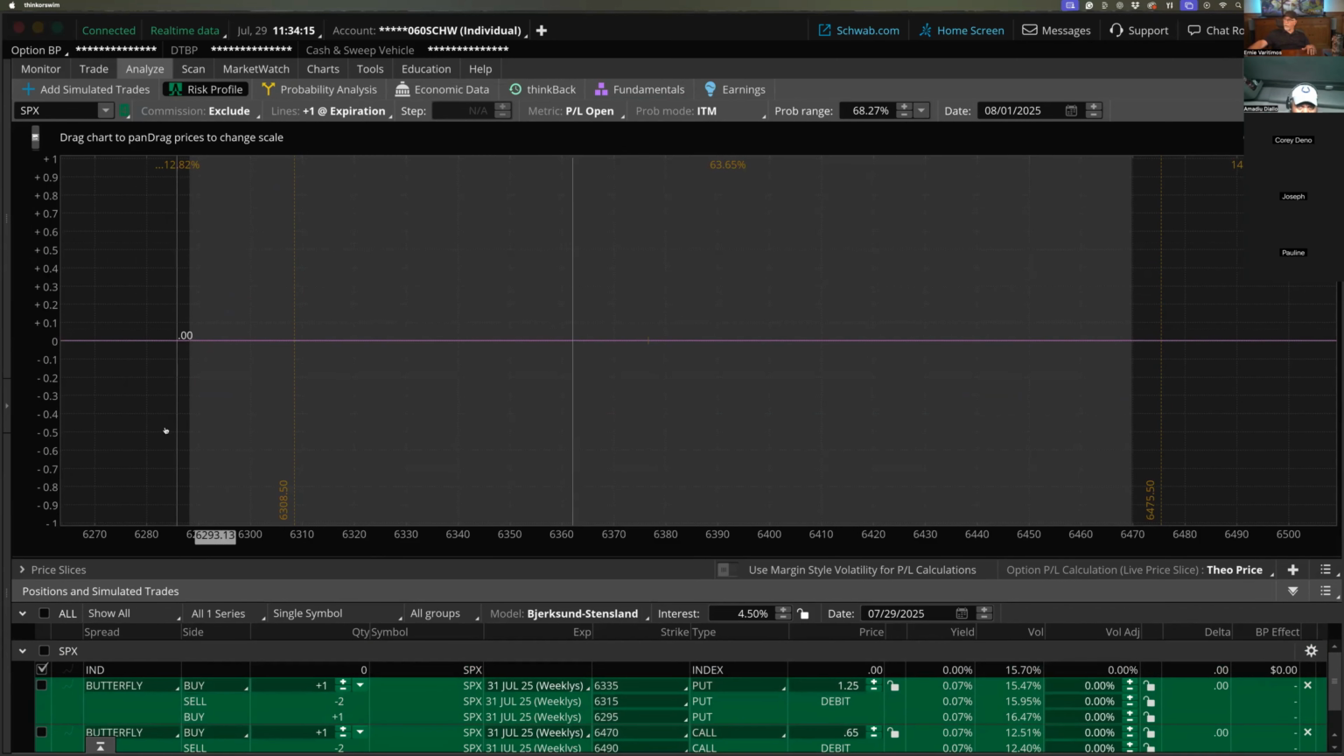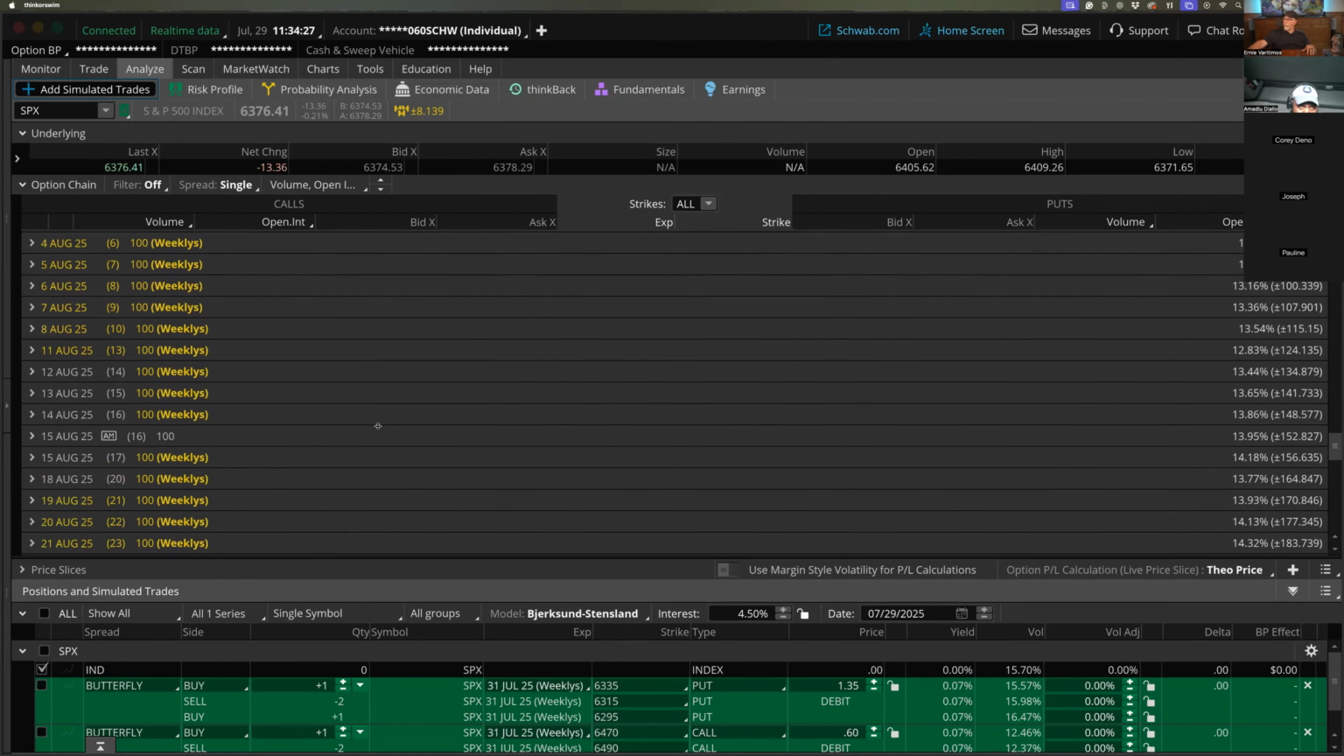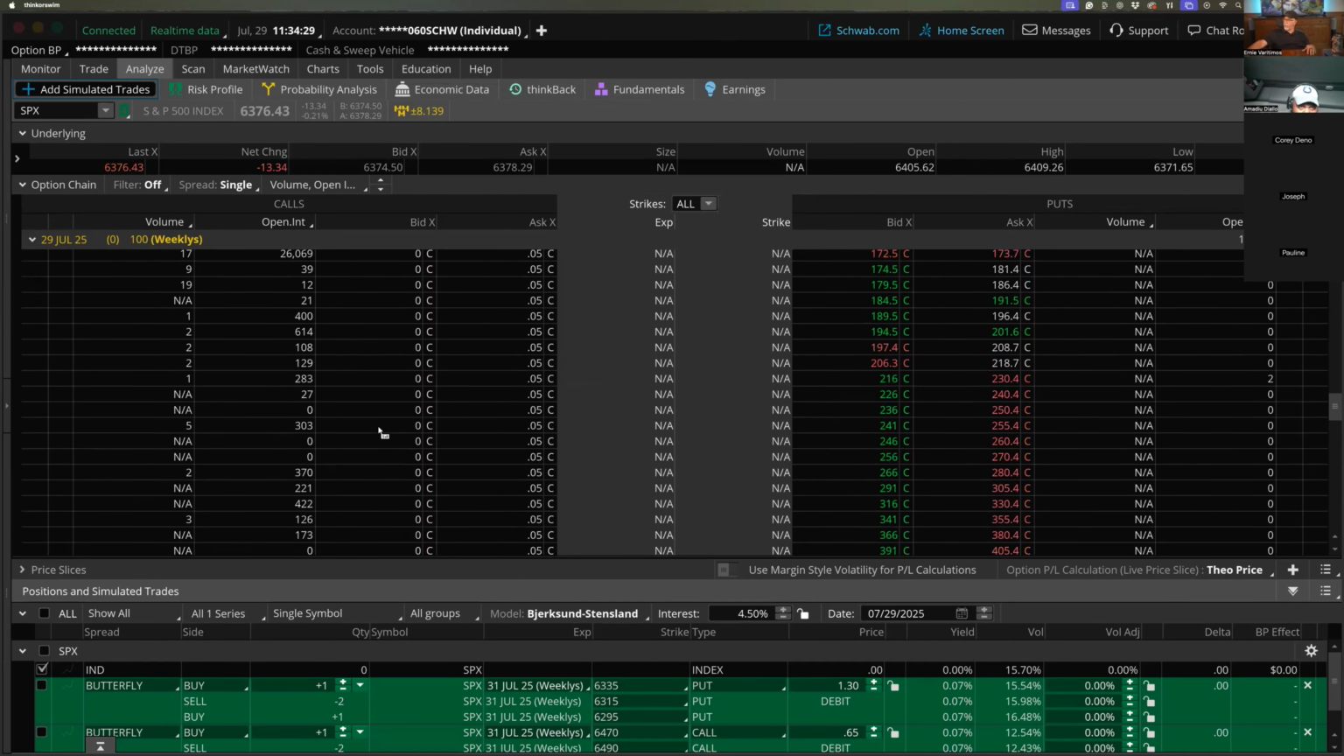That's some more analysis that I'm doing. And I go to add a simulated trade, which brings up my options chain. This is where I select the strikes and select the strategy. And I try to get somewhere, let's see, where is the middle?